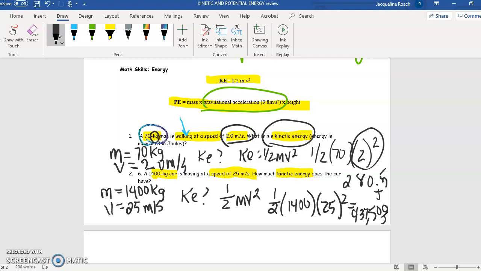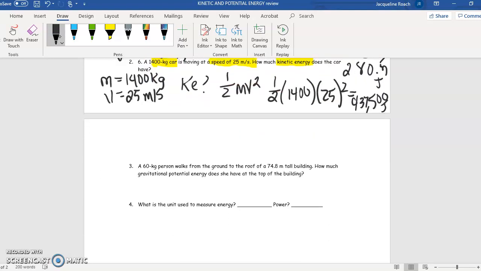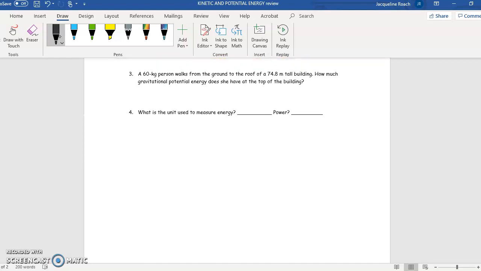Remember we said with energy problems you can get really big numbers. So a big car that's 1,400 kilograms is going to have 400,000 joules of energy, whereas the man walking was only about 280. So the bigger the item, the bigger the energy can be. Don't think you did something wrong just because it's a very large number.